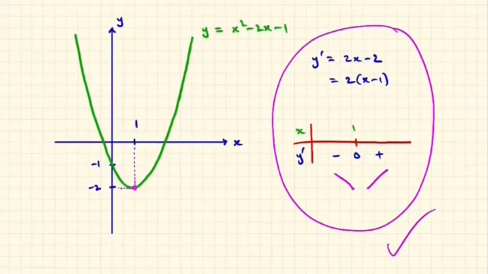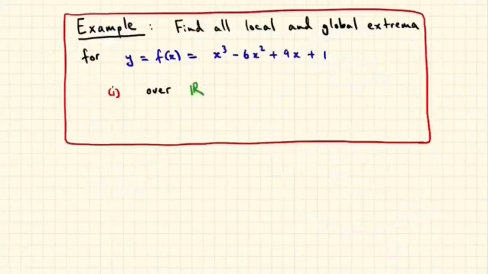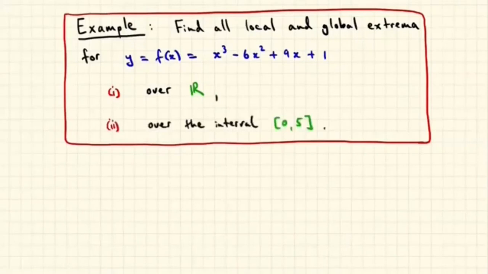The next example involves a cubic polynomial. And the problem is to find all local and global extrema. Firstly, over the whole real line, and secondly, over the restricted interval between 0 and 5.